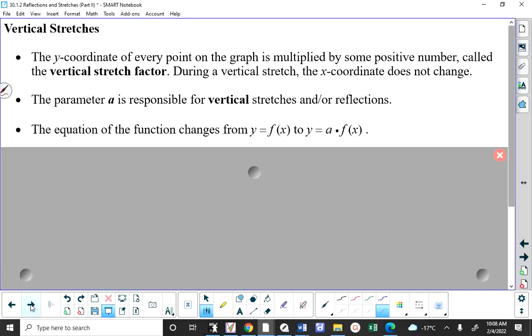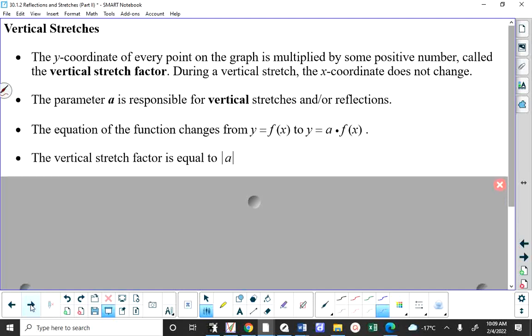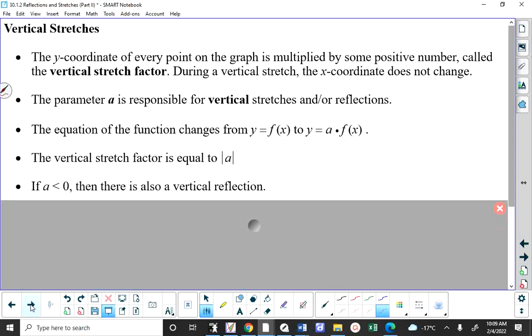The equation of the function goes from y equals f of x to y equals a times f of x. The vertical stretch factor is the absolute value of a. And then I'm telling you here, if a is negative, there's also a vertical reflection.